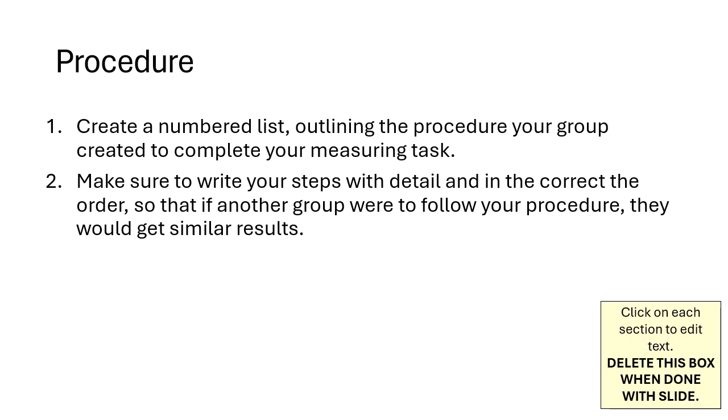On this slide, you're going to have a procedure, and your procedure is going to be in a numbered list. Again, PowerPoint can do this automatically, so if you just delete the text that we have and put your first step in there and then hit enter, it should give you the next number in your numbered list. So you're going to outline the procedures that your group created to complete your measuring task, and you're going to make sure that you write your steps with enough detail and in the correct order so that if another group were to follow your procedure, they would get similar results.